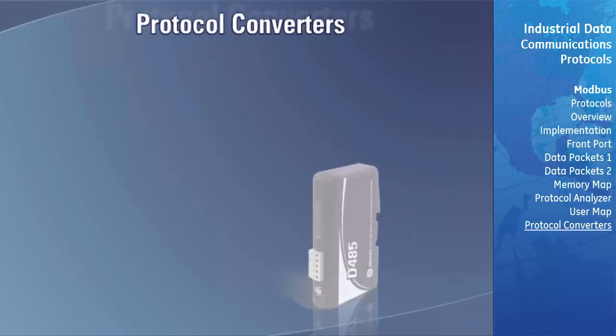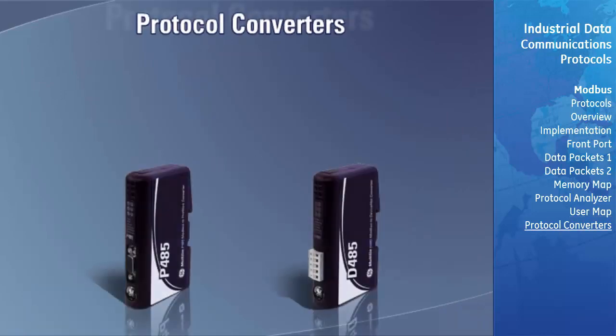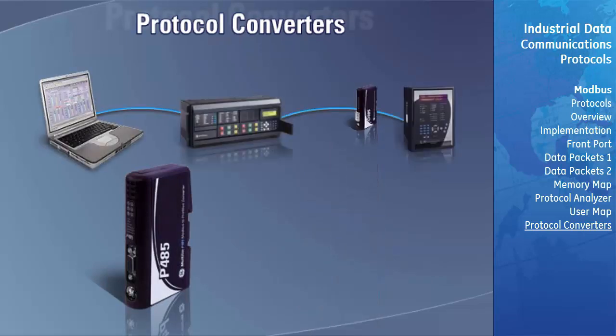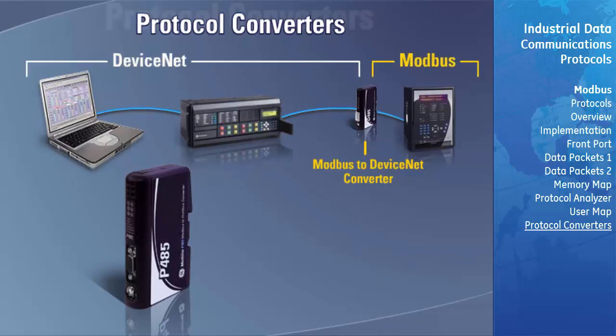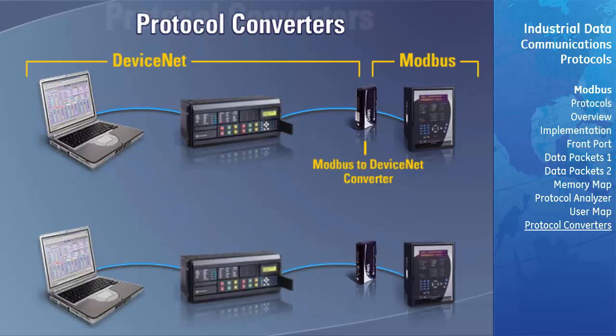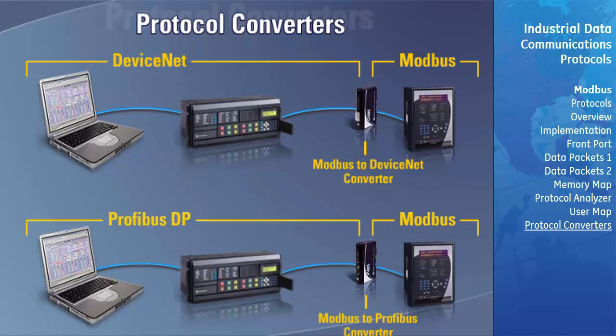The D485 and P485 converters work in a similar fashion. The D485 is a Modbus to DeviceNet converter, allowing data exchange between any Multilin relay or meter supporting the Modbus protocol and a DeviceNet network, while the P485 performs the same functions between any Multilin relay or meter supporting the Modbus protocol and a Profibus DP network. Let's look at the operation of these converters.